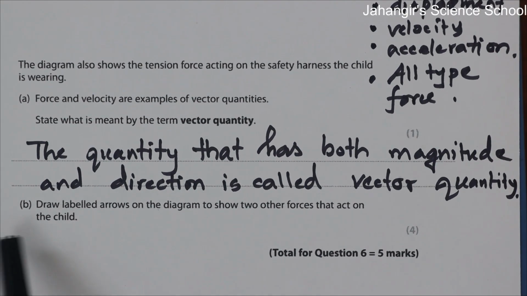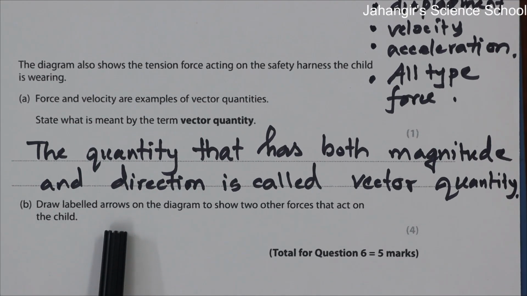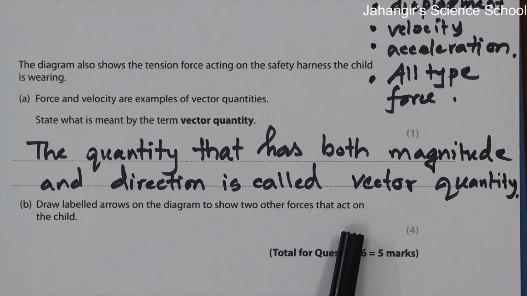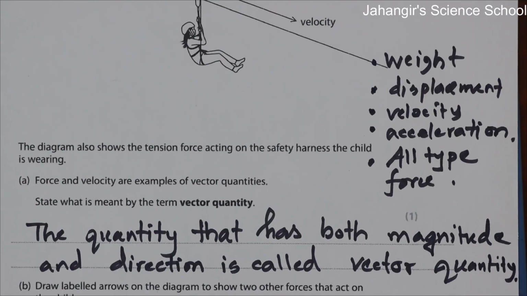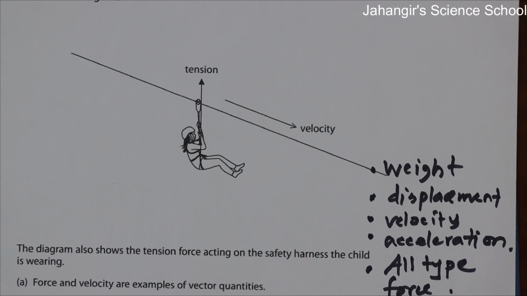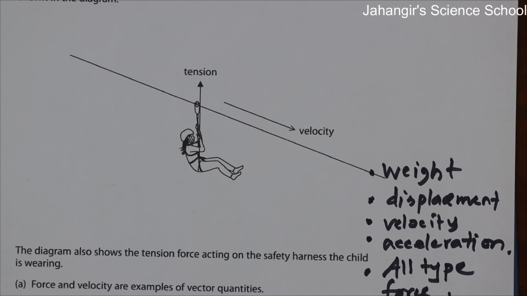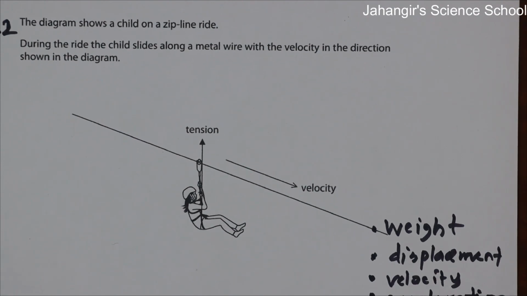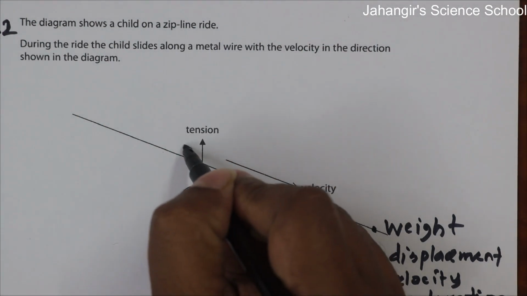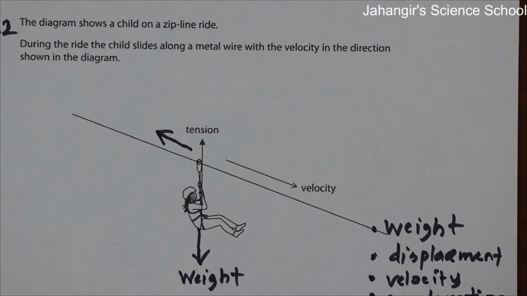Now question number B. Draw labelled arrows on the diagram to show two other forces that act on the child. So weight of the child and drag force or air friction. Drag force acts opposite to the movement.